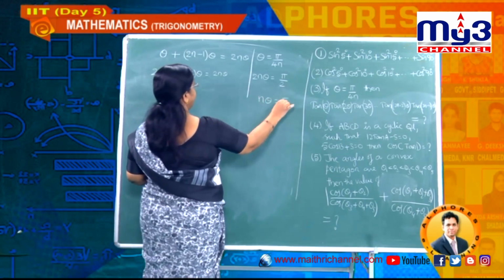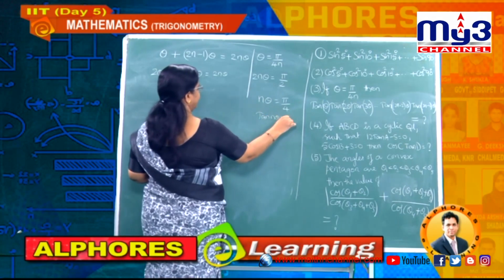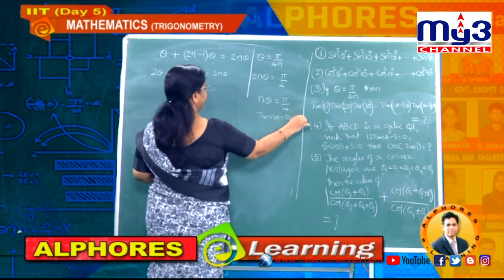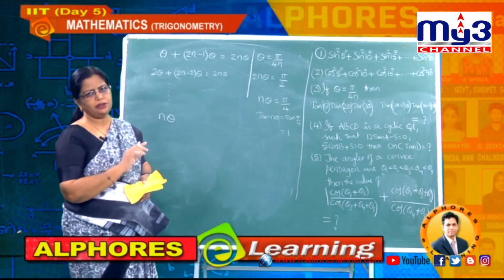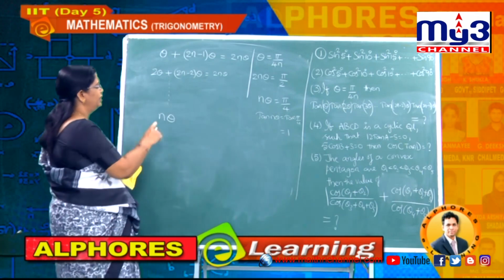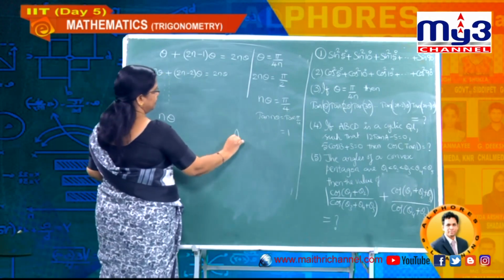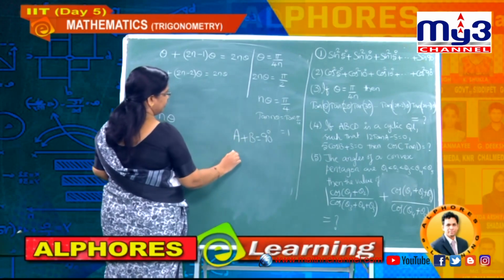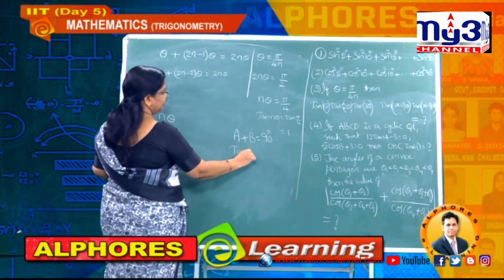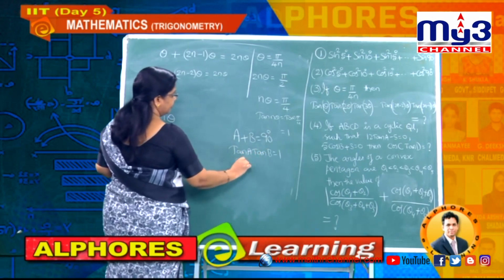It is pi by 4, and what is the tan n theta value? It is tan pi by 4, which is equal to 1. So no problem at all, because the problem is a product. Hence you got all pairs equal to 1, using the formula: if a plus b equals 90 degrees or pi by 2, then tan a into tan b equals 1, or cot a into cot b equals 1.